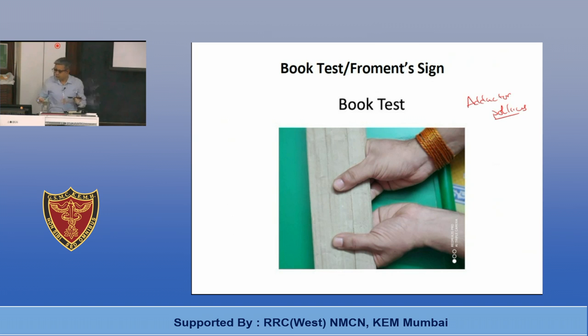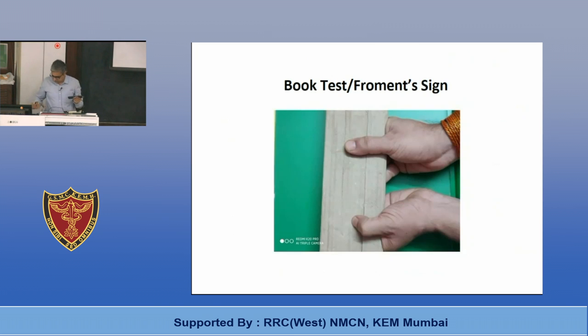Okay. So you can see here, the person is using the flexion of this joint. Instead of a fully extended thumb, he does the flexion to hold the book. So this test is the book test or Froment sign. This is again done for the ulnar nerve.